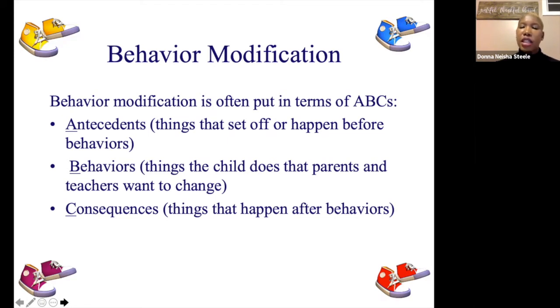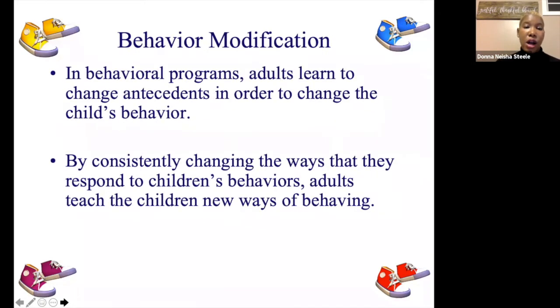So antecedents, before the behavior. Behavior is the negative or the undesired behavior that the parents and teachers would like to change. And the consequence is what happens after the behavior. So behavior modification, when you think of this, this is what we as educators talk about all the time.